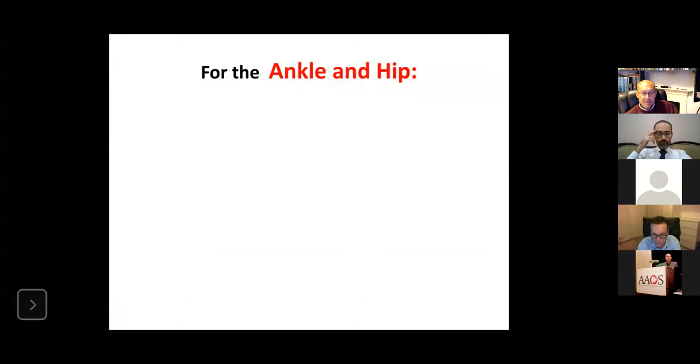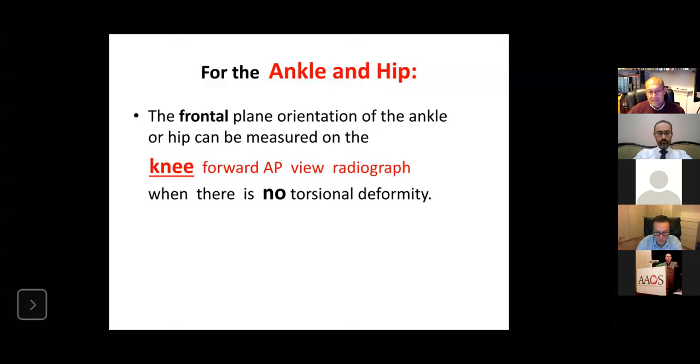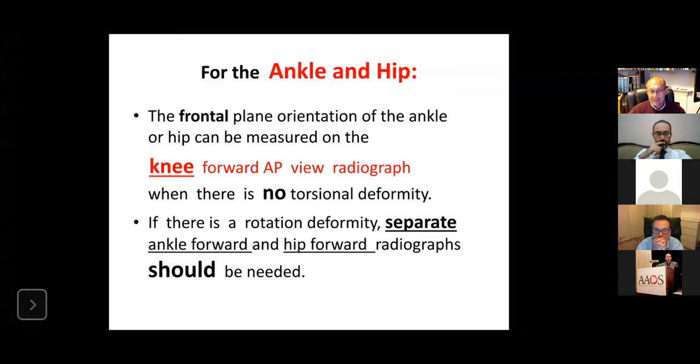We were talking about the anteroposterior view, the proper one for the knee. Now we will talk about the anteroposterior for the ankle and for the hip. The same frontal plane orientation for the ankle and the hip could be measured on the same knee forward anteroposterior radiograph if we have no torsional or rotational deformities, either tibial or femoral. If there is only angular, no rotational deformity, the same film for the knee could be used for ankle and hip. But if there is a torsional deformity, we should have a separate ankle forward and a separate hip forward radiograph.